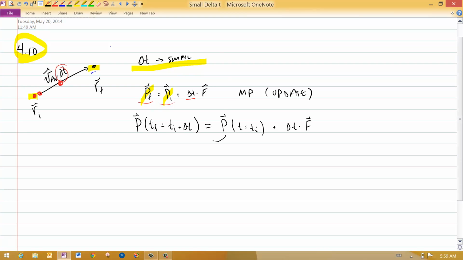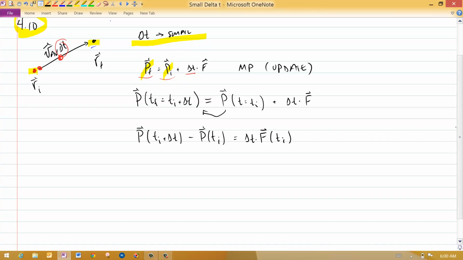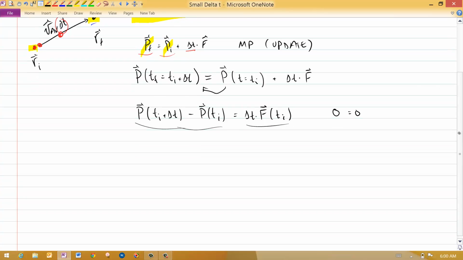Now I'm going to subtract the momentum over to here, so I've got p at t initial plus delta t minus p at t initial is equal to delta t times the force. And let's say that that's the force at t initial. We're just going to assume that the force won't change during this time delta t. Now if I let delta t go to 0, this side goes to 0 and that side goes to 0. So there is a force, but it has no time to act, so the momentum doesn't change. Taking the limit as delta t goes to 0 gives me 0 is equal to 0, which is what it should give. So that's a good skeptic review, but it doesn't help me analyze the motion.